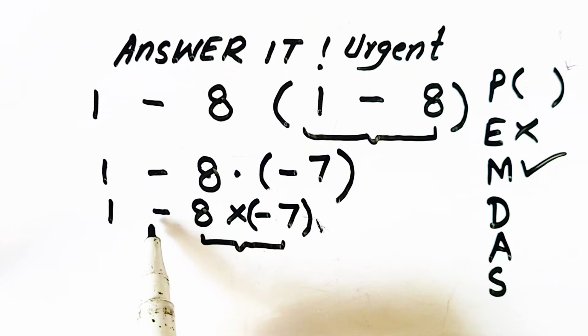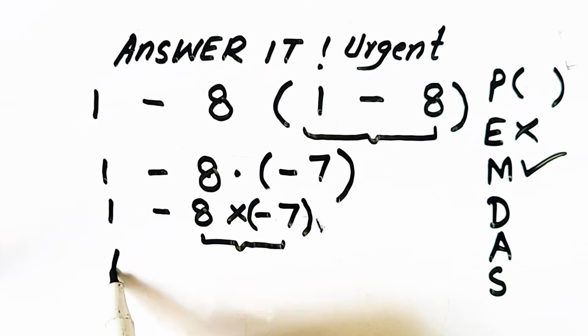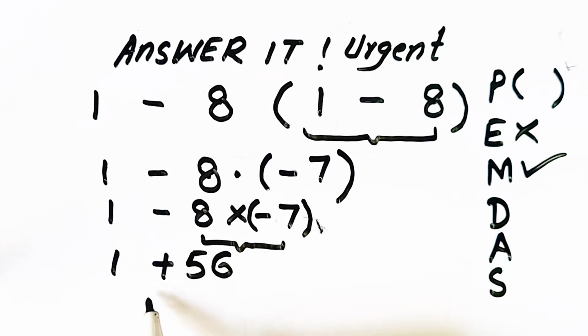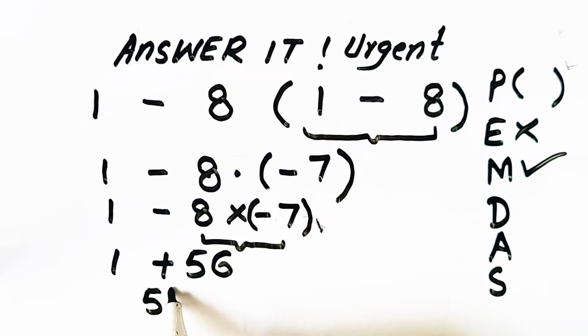Don't solve 1 minus 8 first because it is subtraction. So we will get 1 plus 8 times 7, which will be 56, and after solving we will get 57. That will be our correct answer.